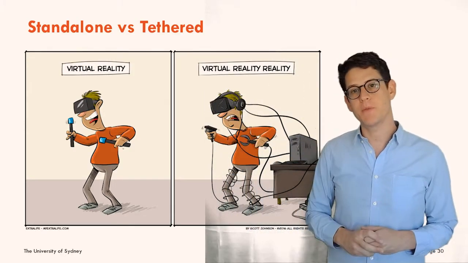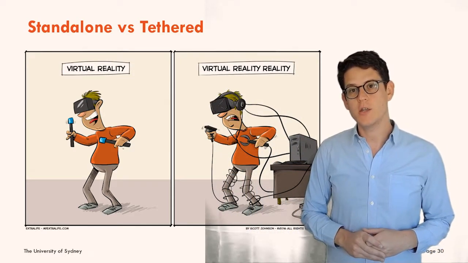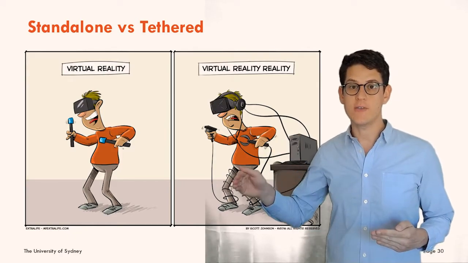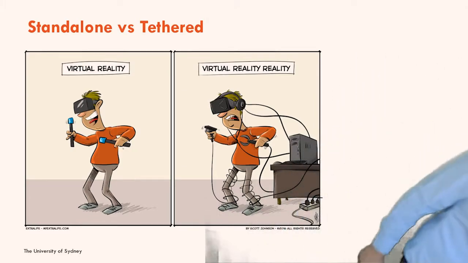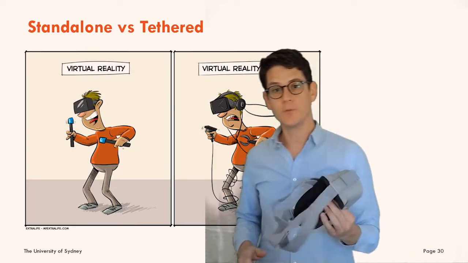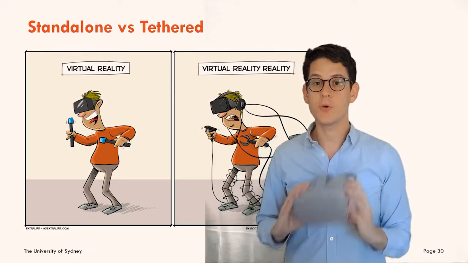Another key concept that might help you understand what different virtual reality devices are is standalone versus tethered. Now, a virtual reality headset like this, like the Oculus Go or the Oculus Quest, is standalone. It doesn't need an external computer to run.